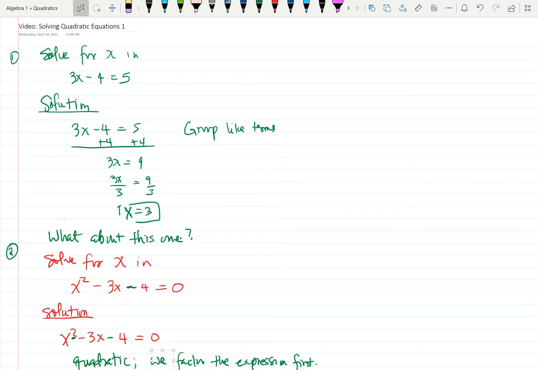Okay, this is going to be a quick introduction to solving quadratic equations. Look at this example here. Solve for x in 3x minus 4 equals 5. I'm going to use this equation to show the difference from a linear equation. This is a linear equation. The x here, 3x, has a 1 that we don't write, so the power of the x is 1.